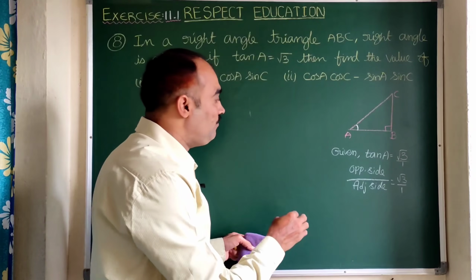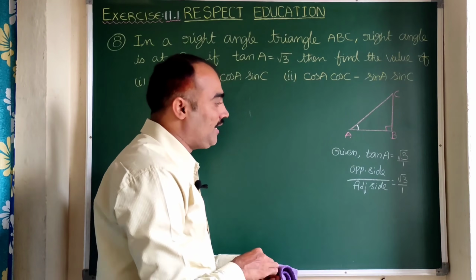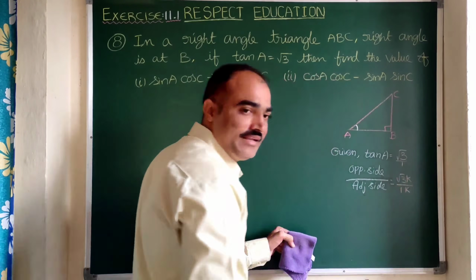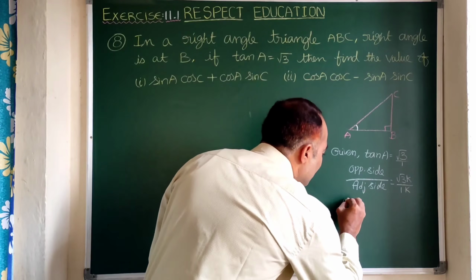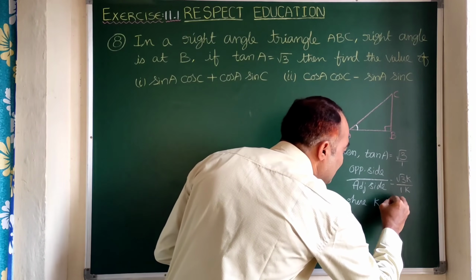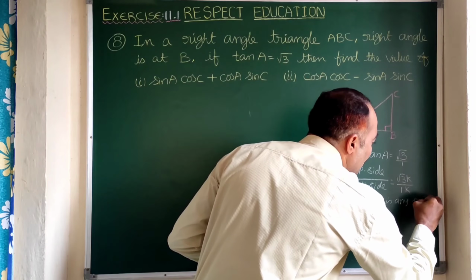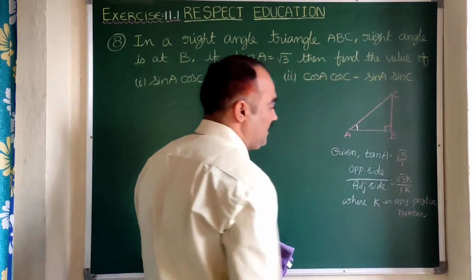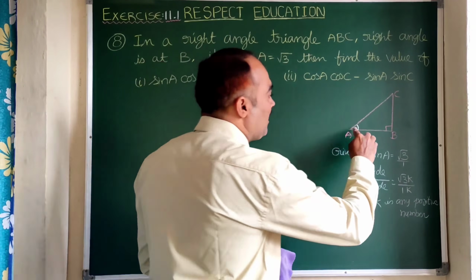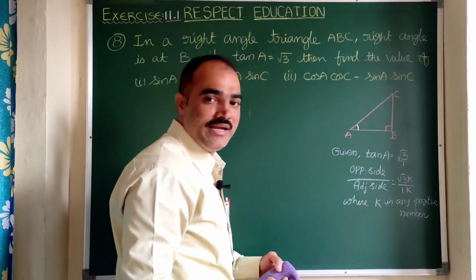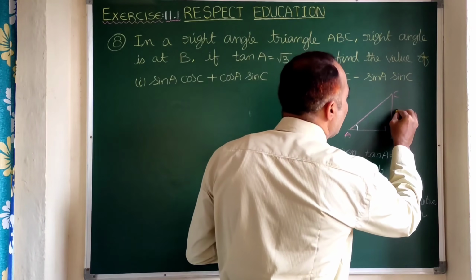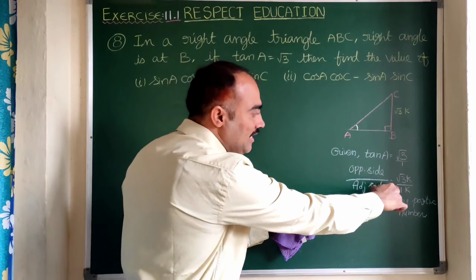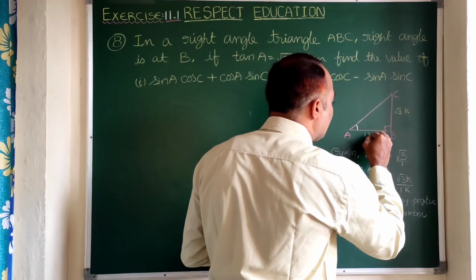As usual, if one of the trigonometric ratios is given, we can take K along with that. It is root 3 K by 1 into K, where K is any positive number. So here I am writing the values. Opposite side to A, what is it? BC. BC can be written as root 3k. And what is the adjacent side? AB. AB is given as 1k.